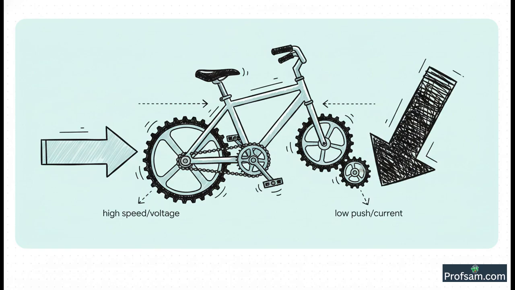Now, what happens when you need to climb a steep hill? You shift to a low gear. Your speed becomes low, like low voltage, but you get a very strong push, a high torque, which is like high current. A transformer does exactly this with electricity. It trades voltage for current.